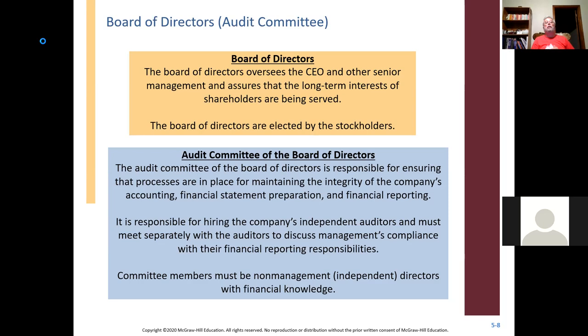And I talked about this earlier in the semester about O.J. Simpson when he was a member of the audit committee of Infinity Broadcasting. O.J. Simpson was a person with limited to no financial knowledge. So he really didn't bring anything to the table when it came to being a reliable member of the audit committee. So the audit committee is making sure that the quality of the financial statements exists in a manner so that no falsehoods are being communicated.